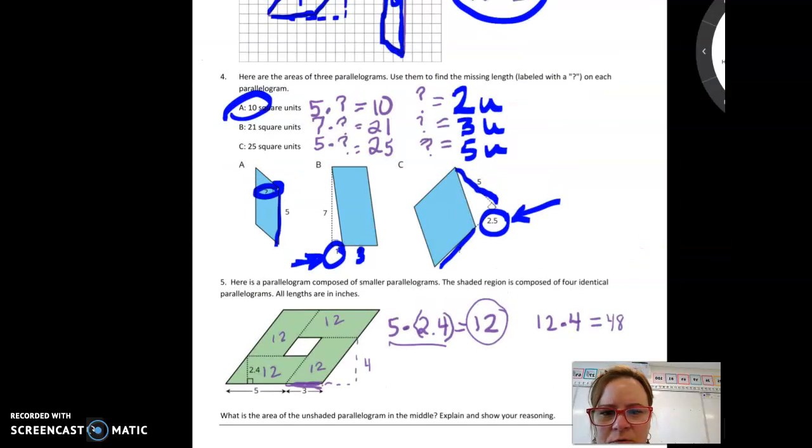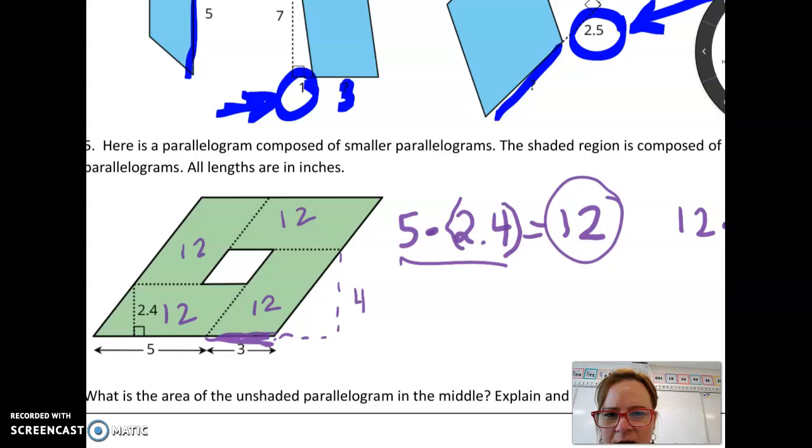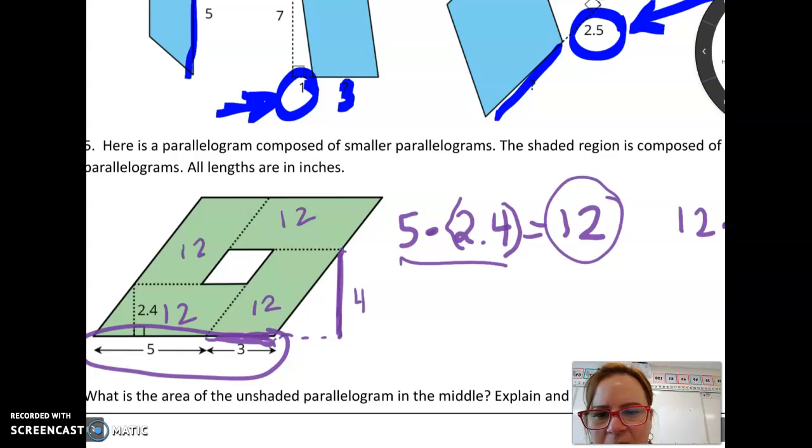So we know that this distance right here is 4. Do you see where I'm going with this? We want to find a height for the whole big parallelogram. We have the base. It's 8, right? Isn't 5 plus 3 8? But now we need to find the height. Well, we're partway there. We know from here down, the height is 4. It has to be 4 in order for this parallelogram to have an area of 12, which we already figured out is true. So now we just need to know this section.